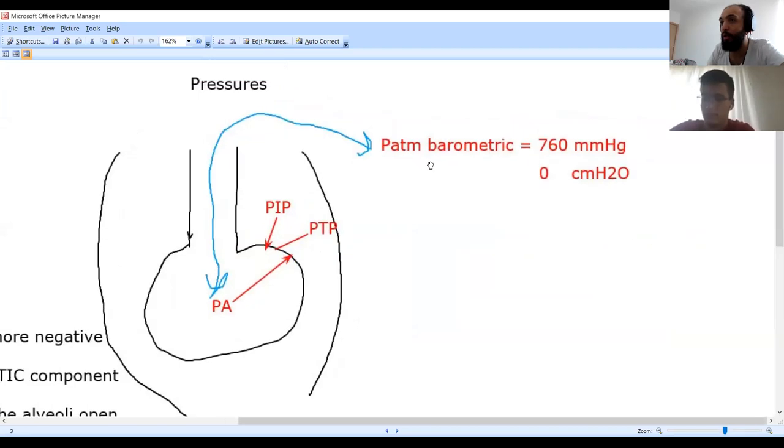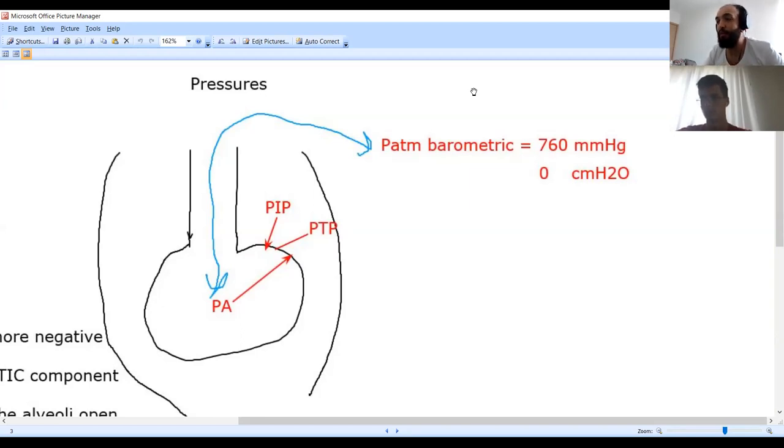Okay, we move on. Now, the atmospheric pressure, we said it's 760 millimeter mercury, but it's difficult to calculate everything in millimeter mercury because it's 760. If I add 5, it will be 765. Add 10 more, it will be 775. It is difficult to say 760, 78, blah, blah, blah. Right? So they decided to use centimeter water. So the 760 will be at 0 centimeter water pressure, okay?